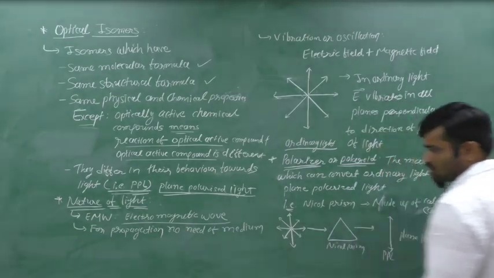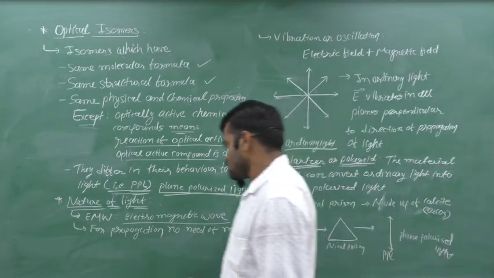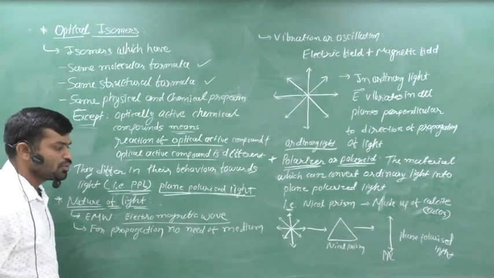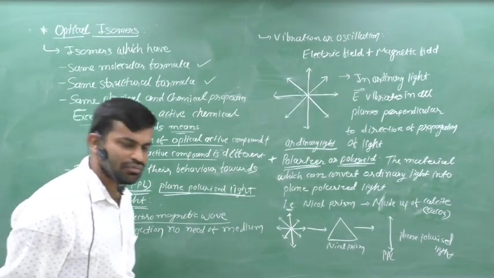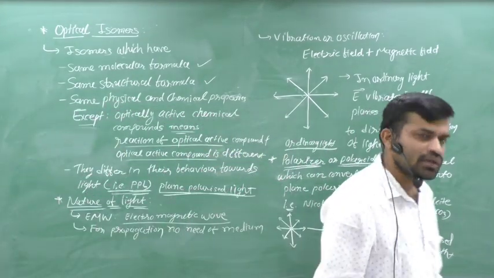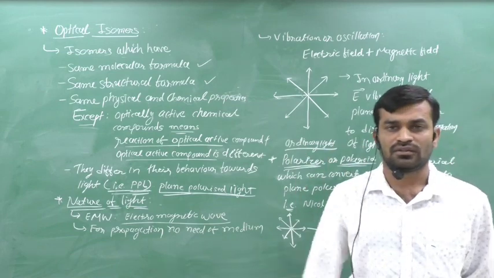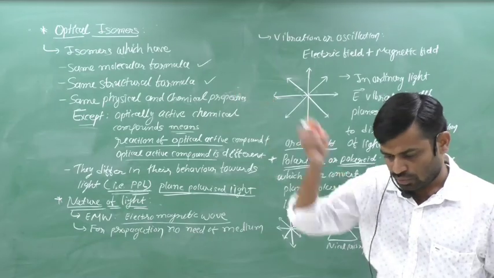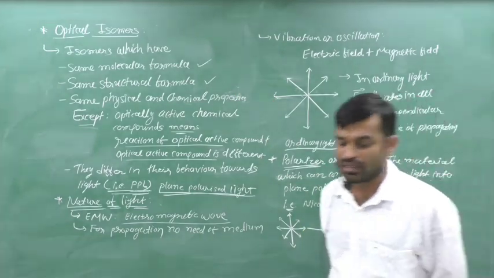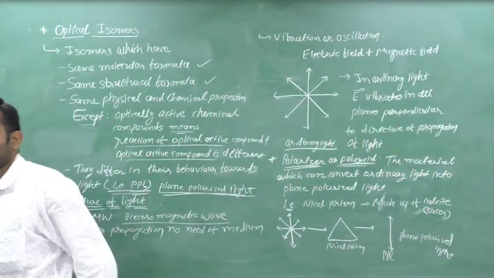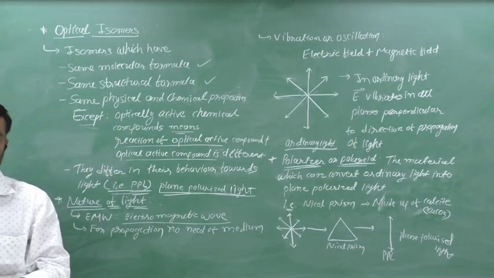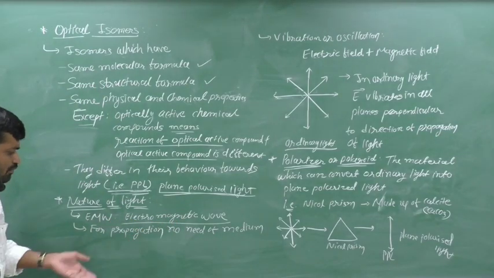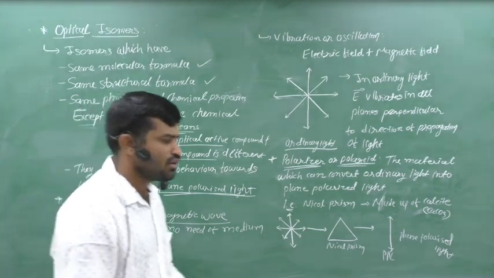Clear? The next point about light is propagation, no need of medium. Even if there is no medium, light propagates. We know that light comes from the sun to the earth, and there is no medium between the two, because above some height there is a vacuum. So the first point is that light is an electromagnetic wave. The second point is that for propagation there is no need of a medium.